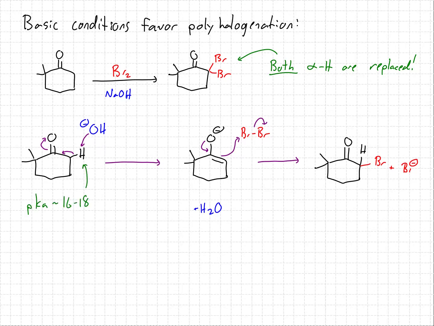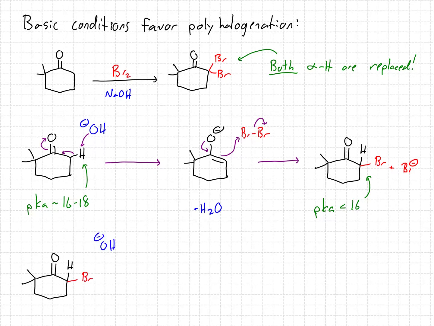Now, if we look more closely at this, we'd say that the pKa of this proton is probably somewhere in the range of 16 to 18. No matter what that pKa is, the compound that we get as a product is going to be more acidic than the compound that we started with due to the inductive effect of the halogen.